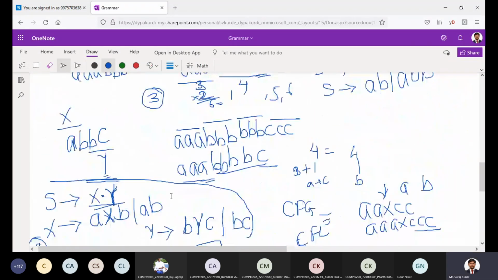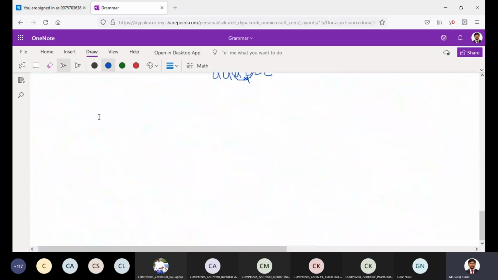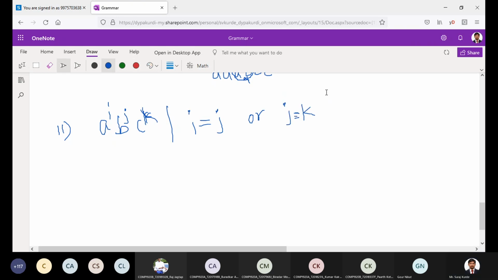Try one question to find for this one. Same condition, a^i b^j c^k, same inputs will be there, but i is equal to j or j is equal to k. Either condition should match. It should not match both the conditions. Either number of A equal to number of B or number of B equal to number of C.